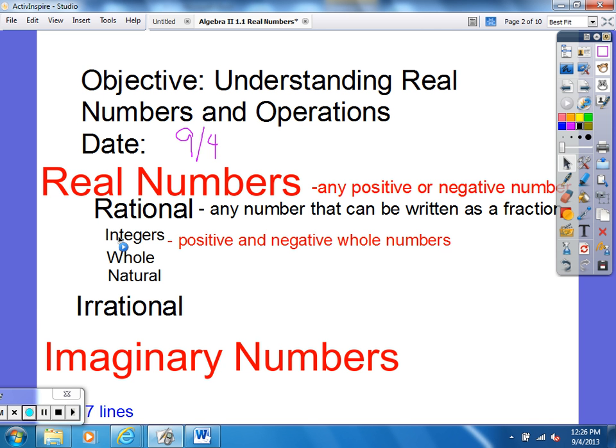I actually like the whole numbers the best because they give me a hint. Whole numbers actually give me a hint at what number helps with them. What number do you see in the word whole? You guys see 0? I see a 0. So it starts with 0 and any positive number. So 0, 1, 2, 3, 4, 5 are whole numbers.